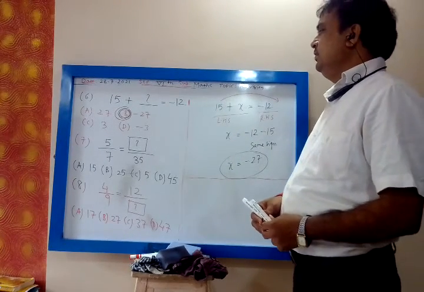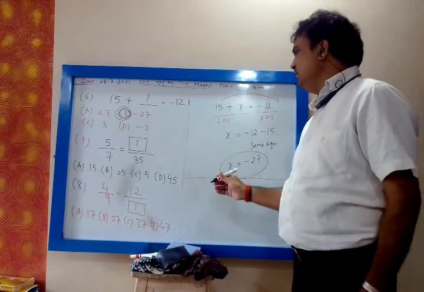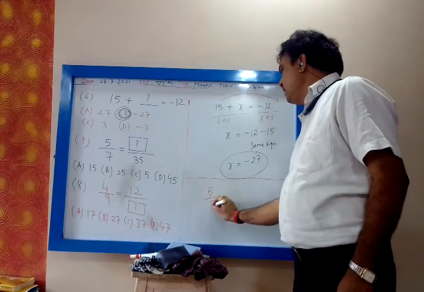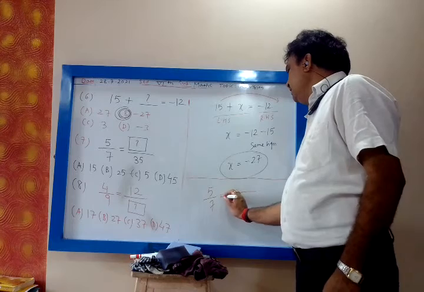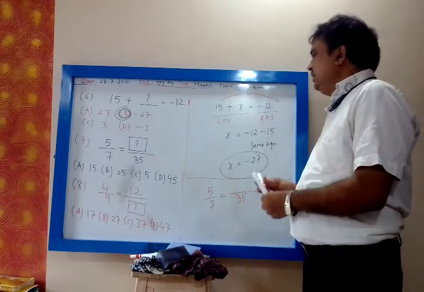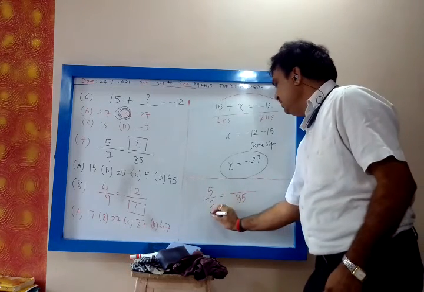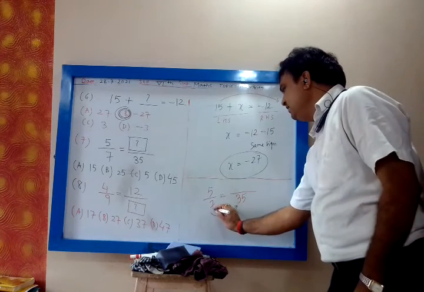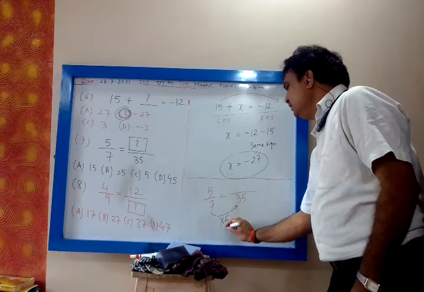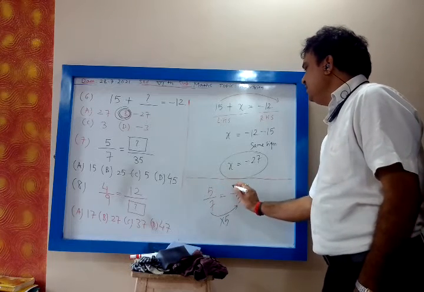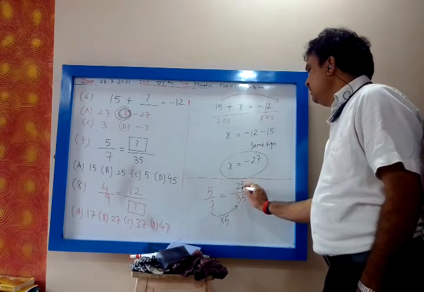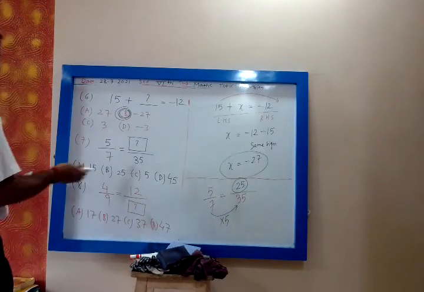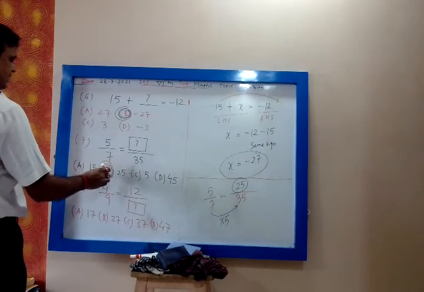Yes. 25. See, let us see how that 25 has come. So this is 5 upon 7 is equal to dash upon 35. If you see the denominator, 7 becomes 35. So that means this 7 I have multiplied by 5. So numerator also you multiply by 5. 5 5s are 25. So the correct answer is 25. Option B is the correct answer.